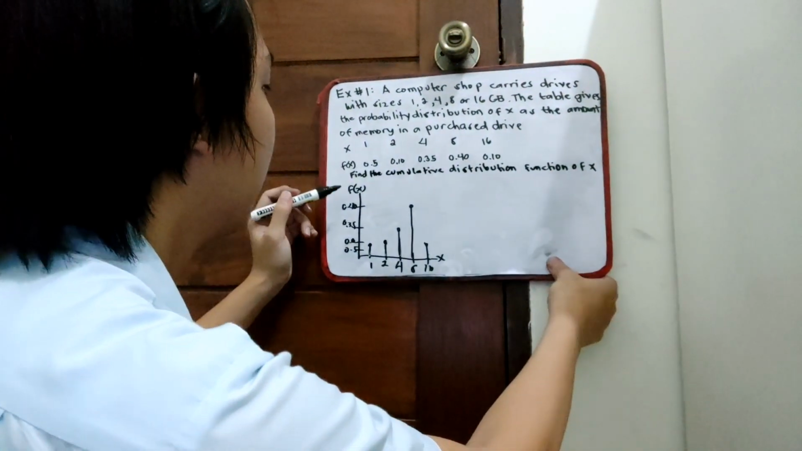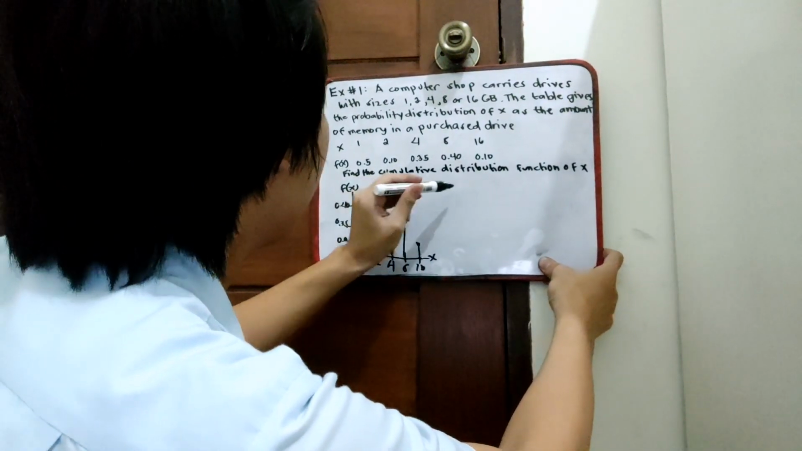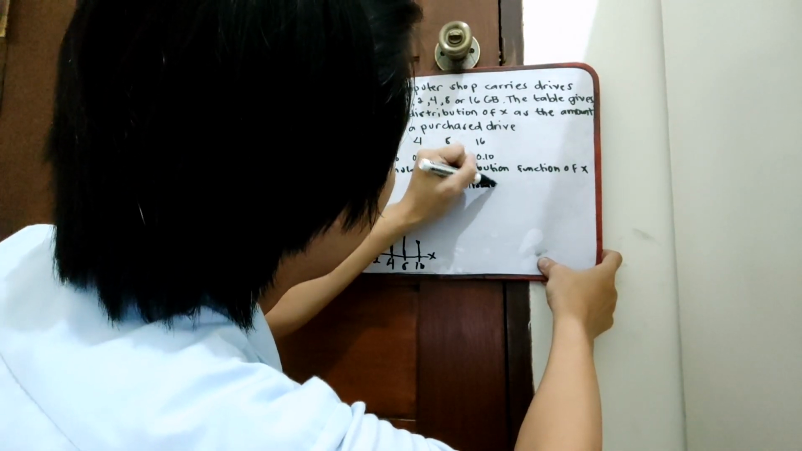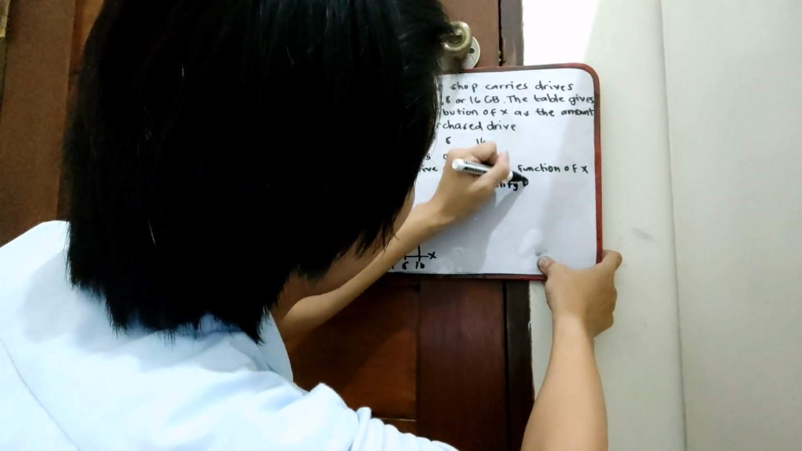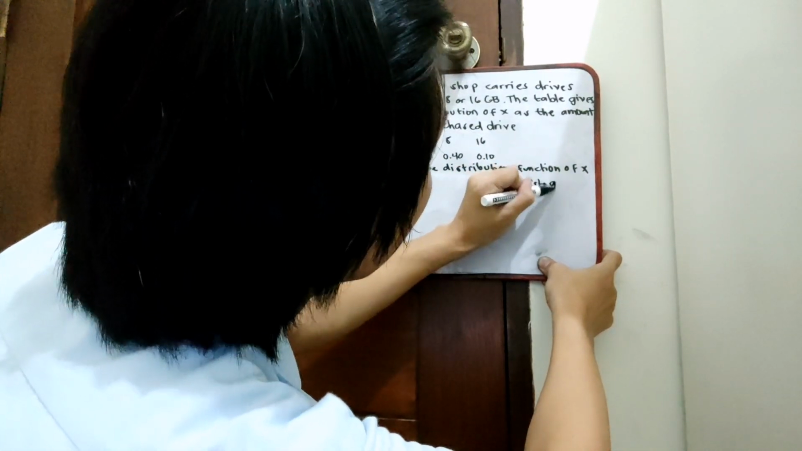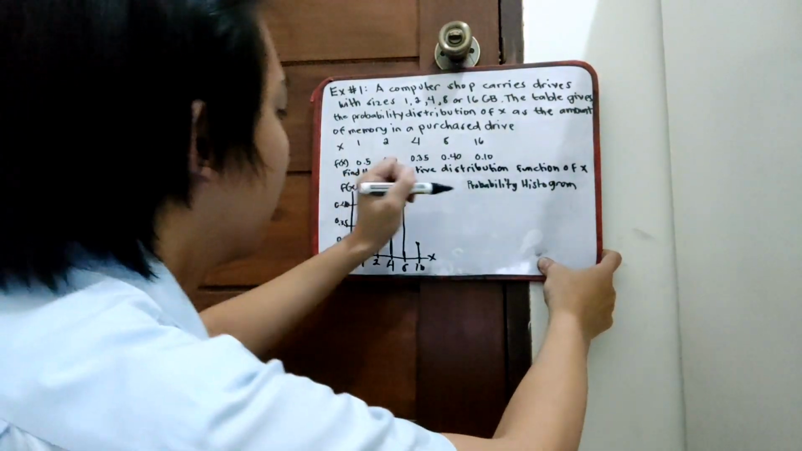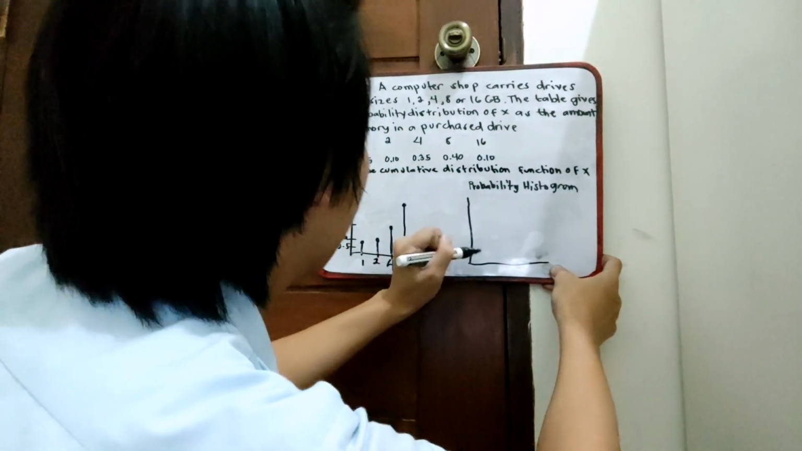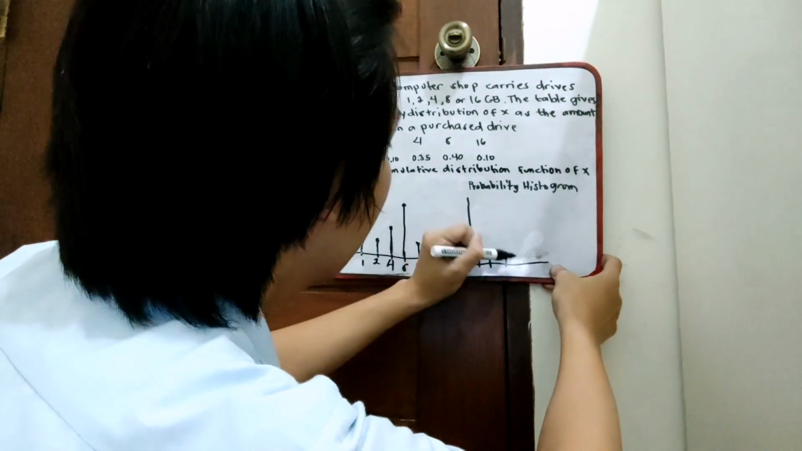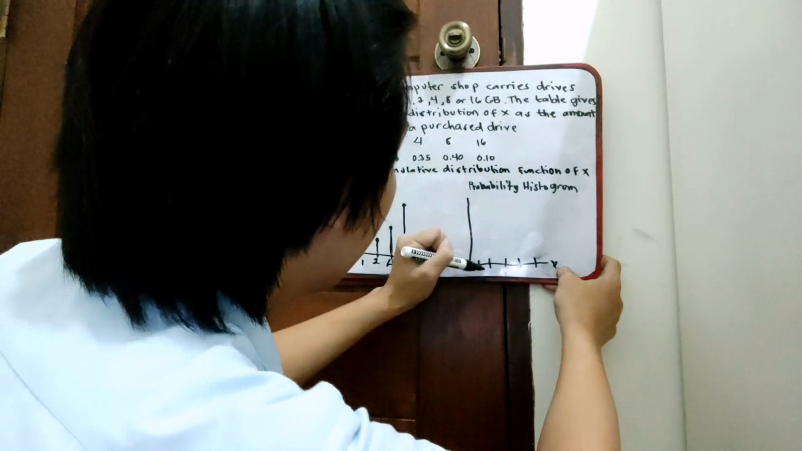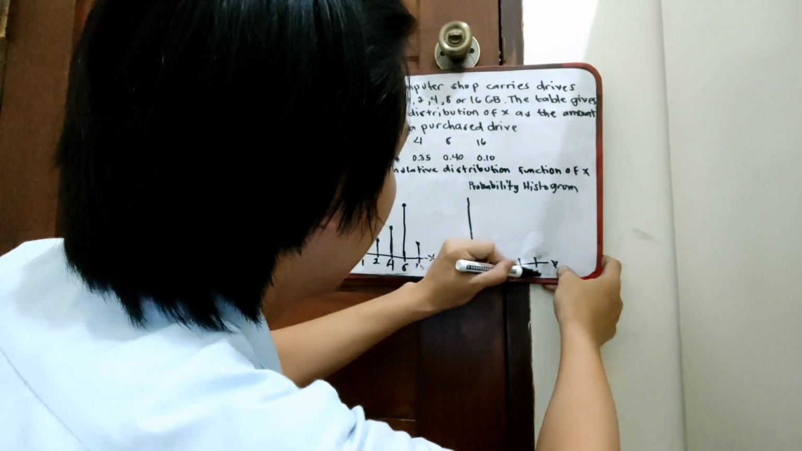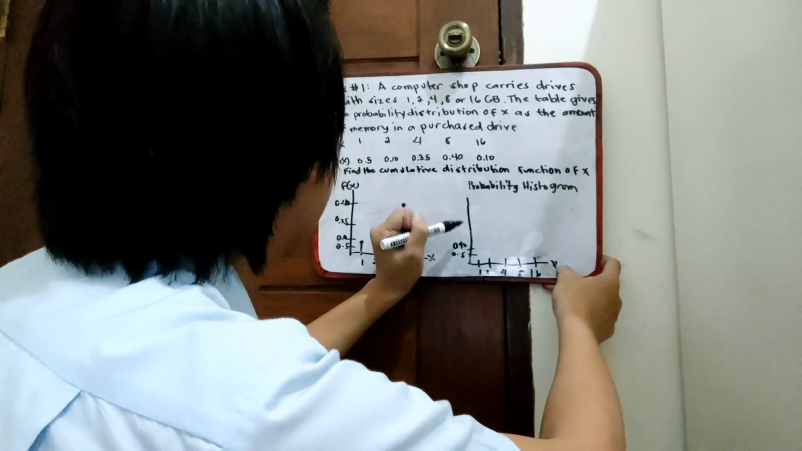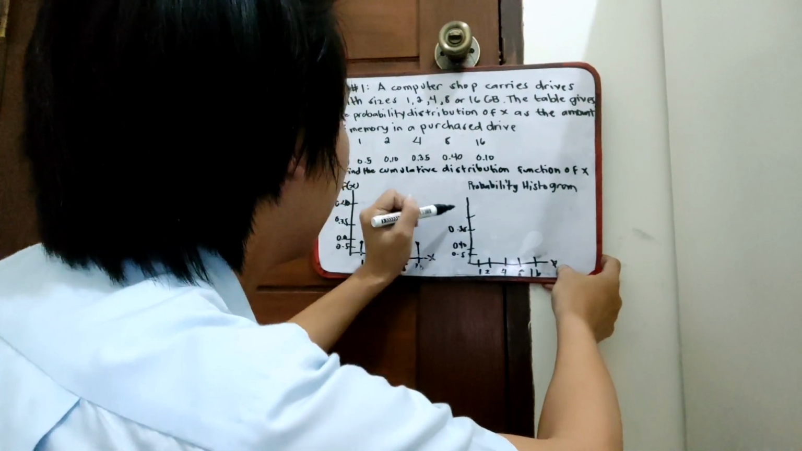The next is the probability histogram. Let's write the line again. 1, 2, 4, 8, and 16. Just write it again. 0.5, 0.10, 0.35, and 0.40.